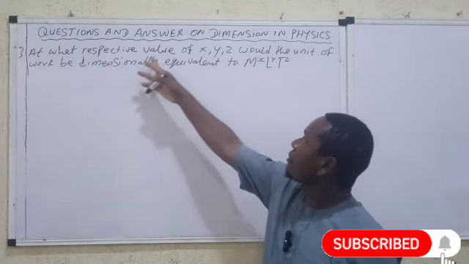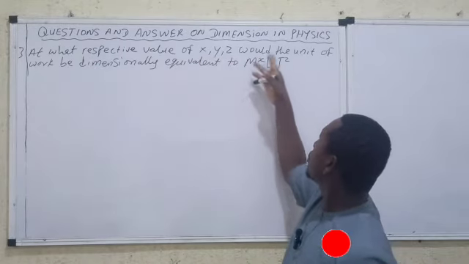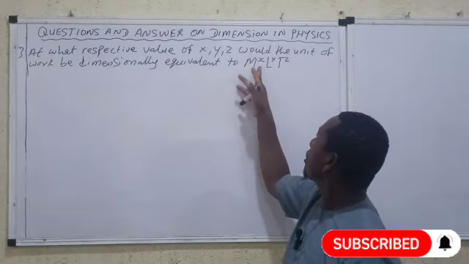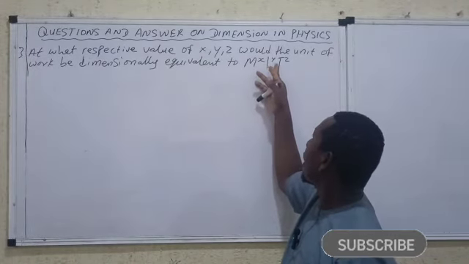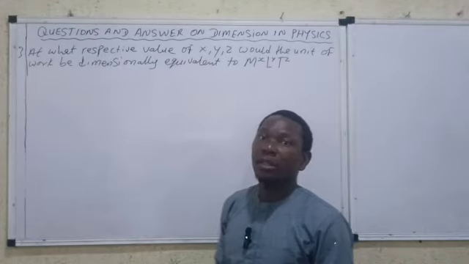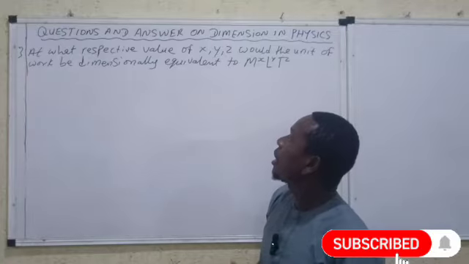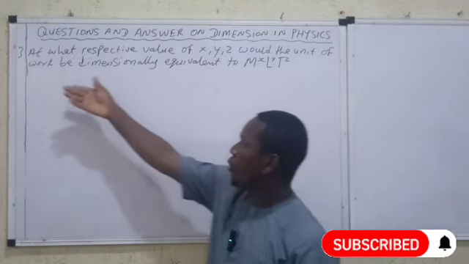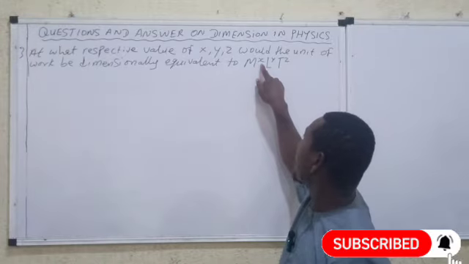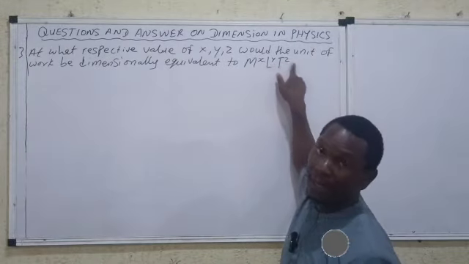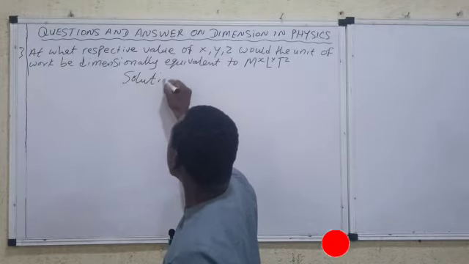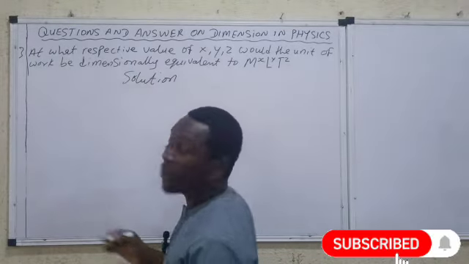At what respective values of x, y, z would the unit of work be dimensionally equivalent to M^x L^y T^z? Please take note of this. What you are simply looking for is the dimension of work. From there, you can get the respective values of x, y, and z. Now, let's just do it. It's a very simple question, but it appears challenging, though it's very easy.